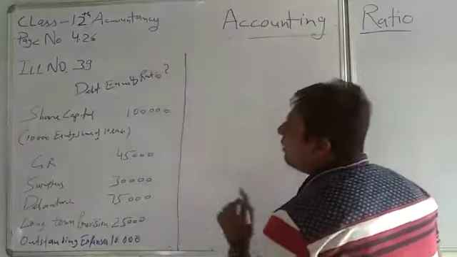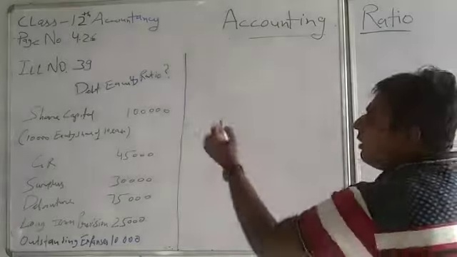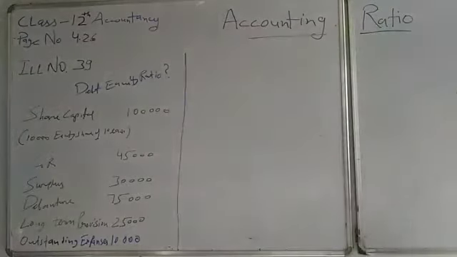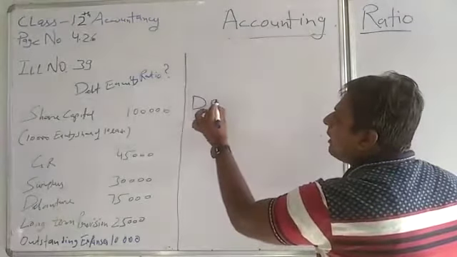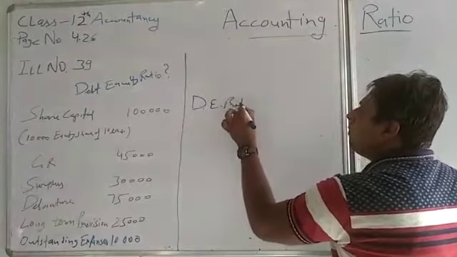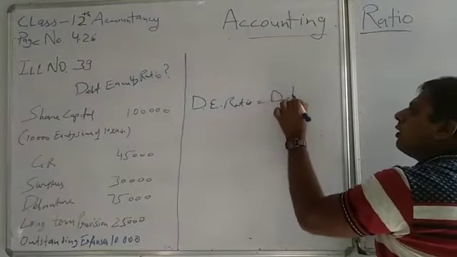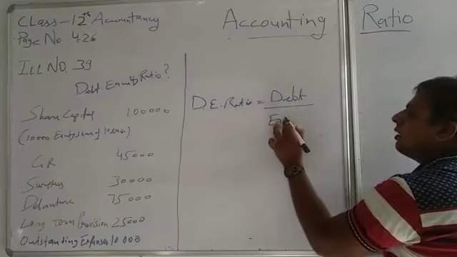So how do we find out the debt equity ratio? See on the blackboard. Solution. For the debt equity ratio, what do we have to do? We have to write here: debt equity ratio is equal to debt divided by equity.